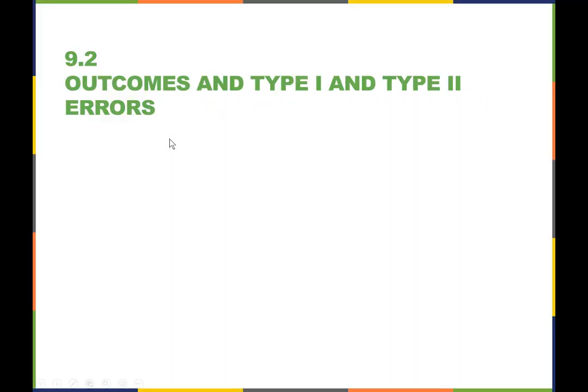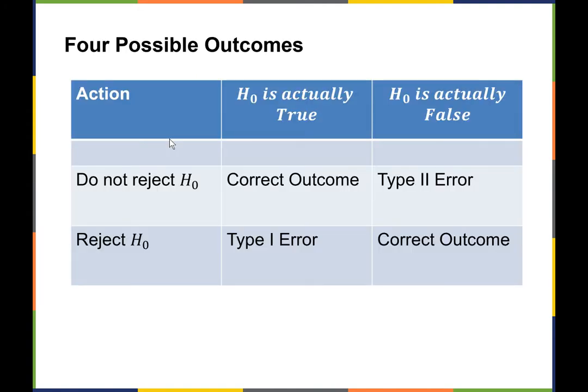All right, in this section, we're going to talk about outcomes and type 1 and type 2 errors. When you perform a hypothesis test, there are 4 possible outcomes. And I made a little table to talk about the 4 outcomes.